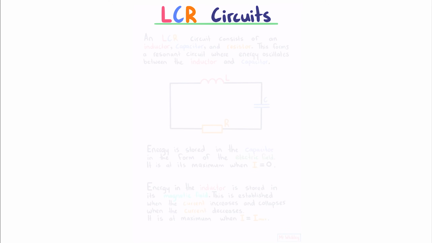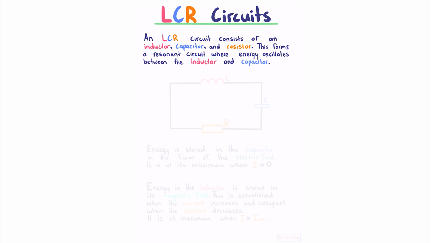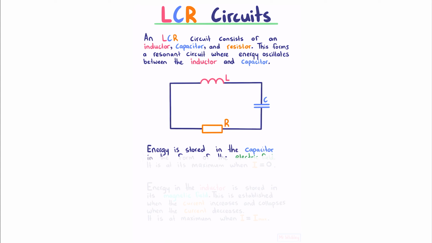LCR circuits. An LCR circuit consists of an inductor, capacitor, and resistor. This forms a resonant circuit where energy oscillates between the inductor and capacitor. And so we have our inductor, our capacitor, and our resistor, all of them in series. You can have parallel LCR circuits, but not at NCEA Level 3, though I should note that it has popped up in Scholarship.